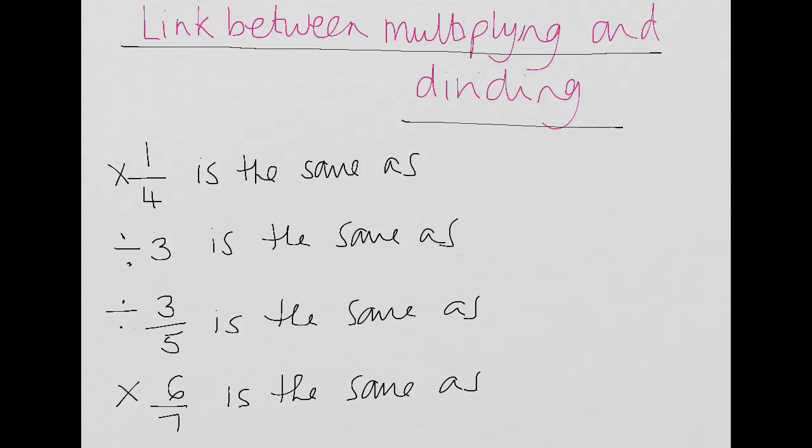So multiplying by 1/4 is the same as dividing by 4, because if you have a number and you multiply by it, it's the same as dividing by that number's reciprocal. So multiplying by 1/4 is the same as dividing by 4, because 1/4 and 4 are reciprocals. Dividing by 3 is the same as multiplying by the reciprocal of 3, and the reciprocal of 3 is 1/3.